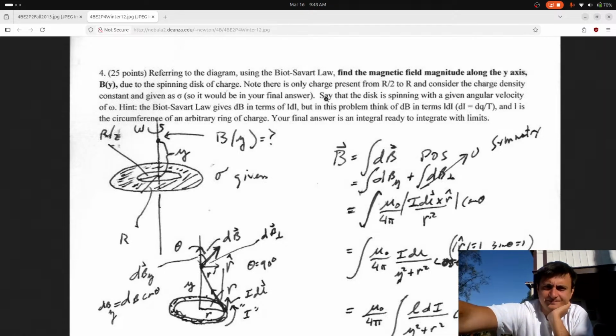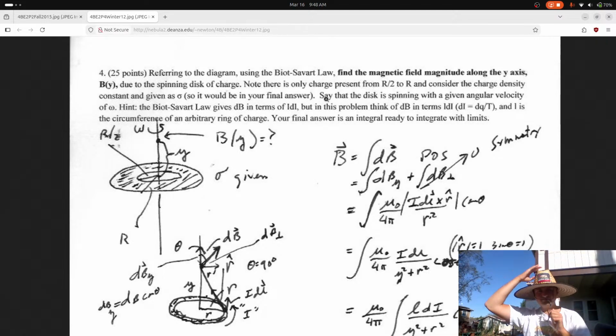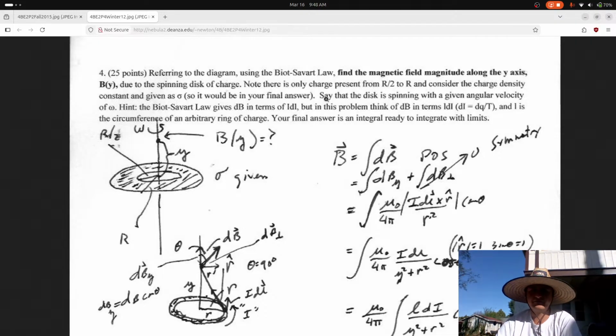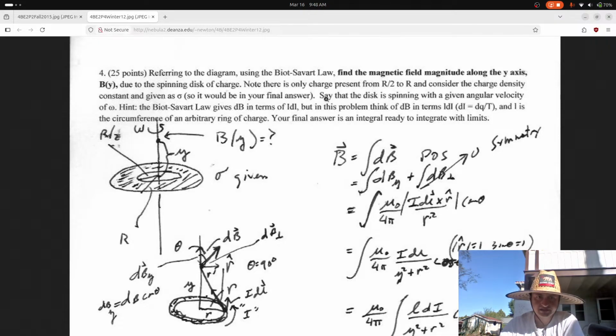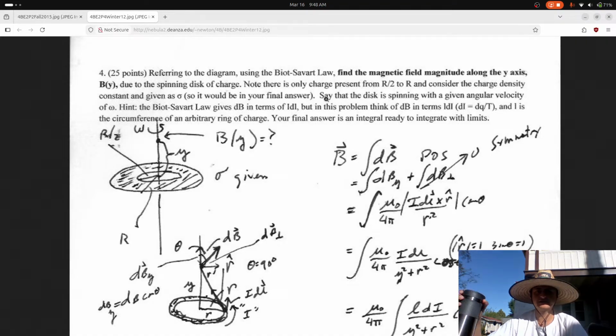Referring to the diagram, using the Biot-Savart law, find the magnetic field magnitude along the y-axis, B of y, due to the spinning disk of charge. Note there's only charge present from R over 2 to R, and consider the charge density constant and given as sigma.